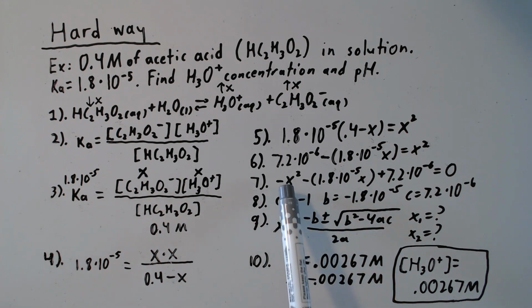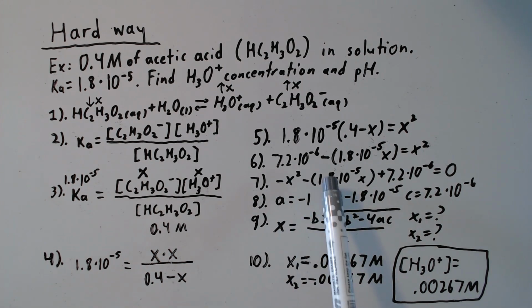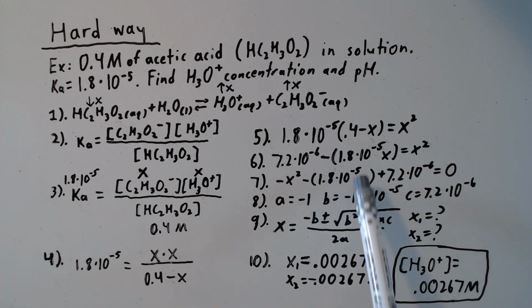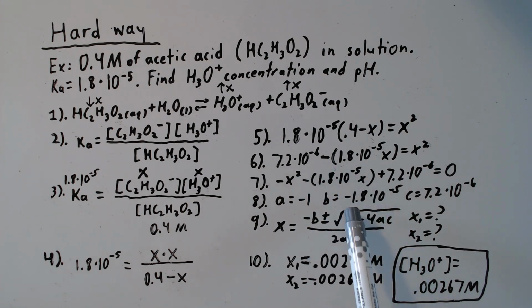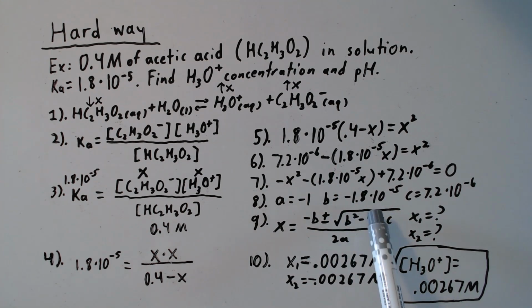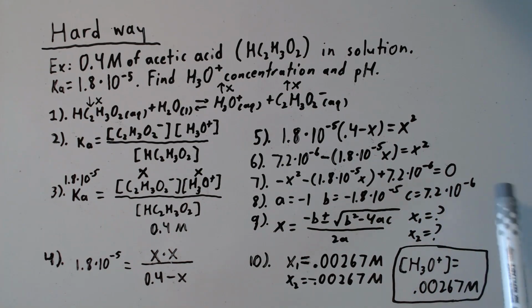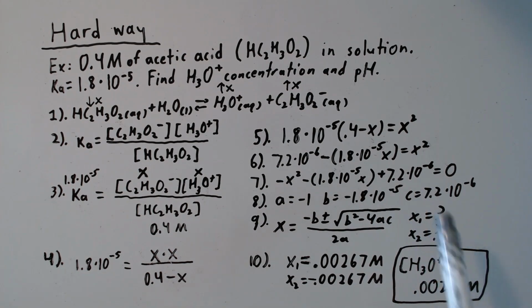Basically, we recognize that the coefficients here can be assigned a letter. So a equals -1, this is the first coefficient. b equals the second coefficient, which is this one because it has this x to the first power. So b equals -1.8 times 10 to the negative 5th. And c is the last coefficient because it has no x next to it. It is 7.2 times 10 to the negative 6th, and it's positive.